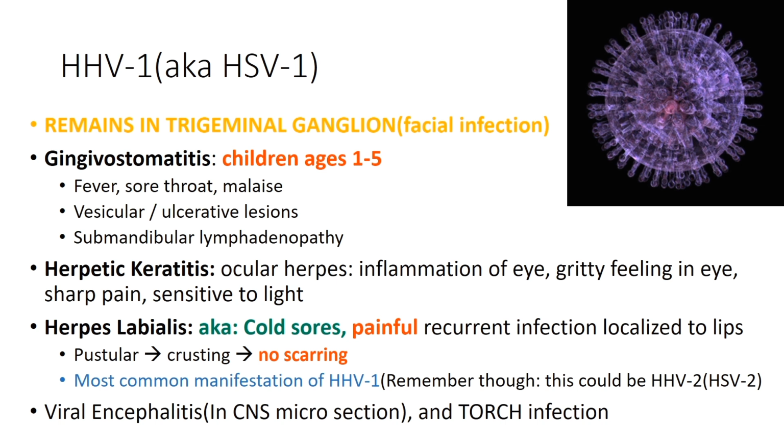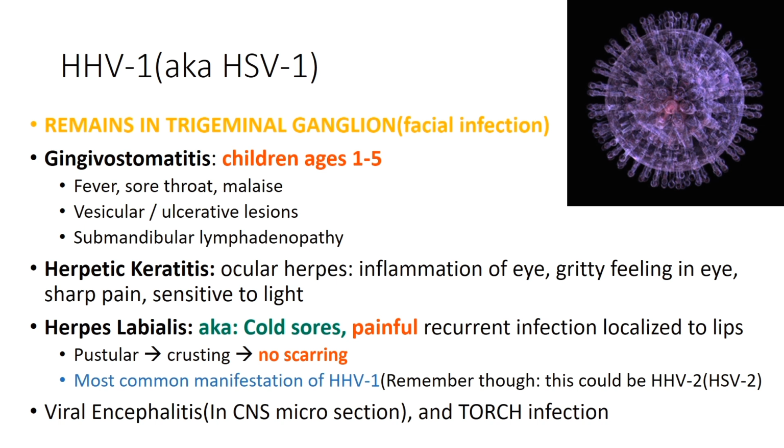So diseases that this causes is gingivostomatitis, which is usually in very small children: fever, sore throat, malaise, vesicular and ulcerative lesions on the mouth, like buccal mucosa and the lips, and it can also cause submandibular lymphadenopathy. Other thing is herpetic keratitis. This is ocular herpes. It's inflammation of the eye, gritty feeling of the eye, sharp pain, sensitive to light. That's not very common, so it's not very high yield.